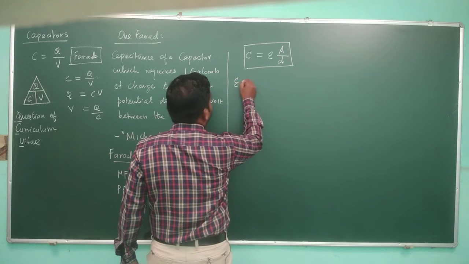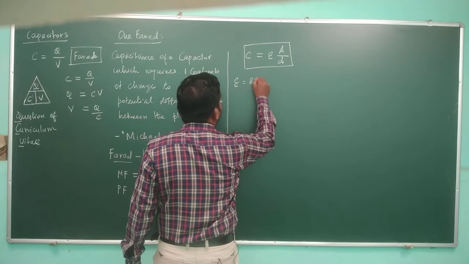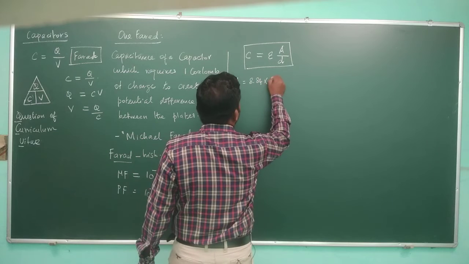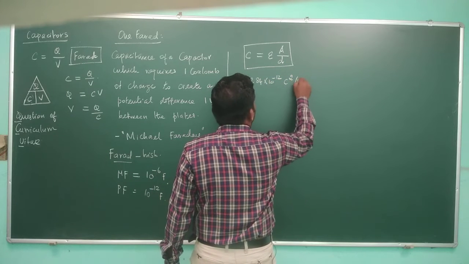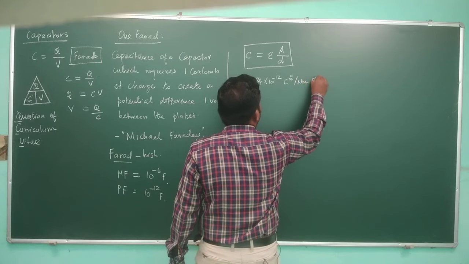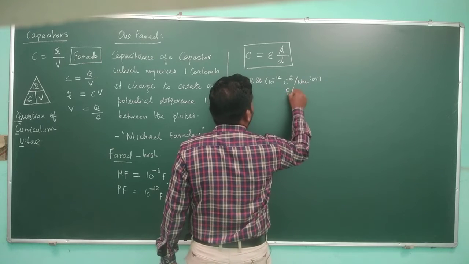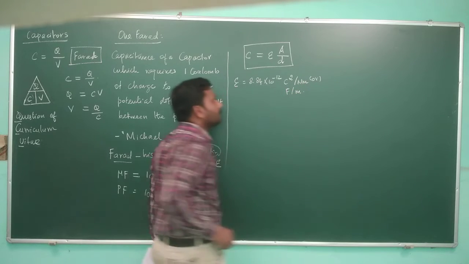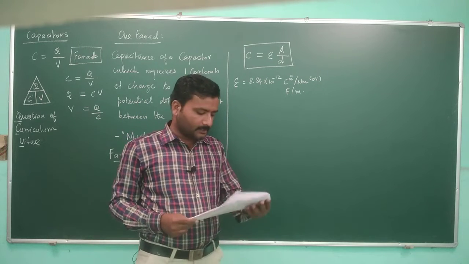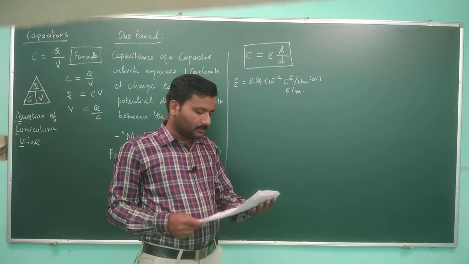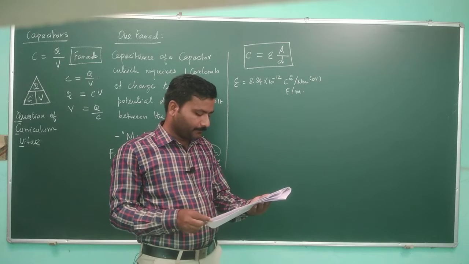And again, let me recall, the value of epsilon naught is 8.85 into 10 to the power minus 12 coulomb square per newton meter square, or farad per meter. This constant we have encountered from class 11 onwards. Try to remember these constants, which are very important.